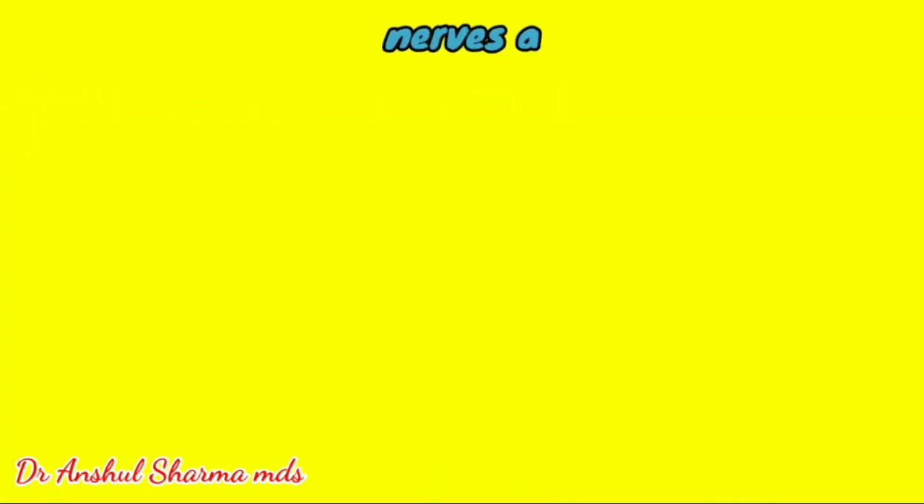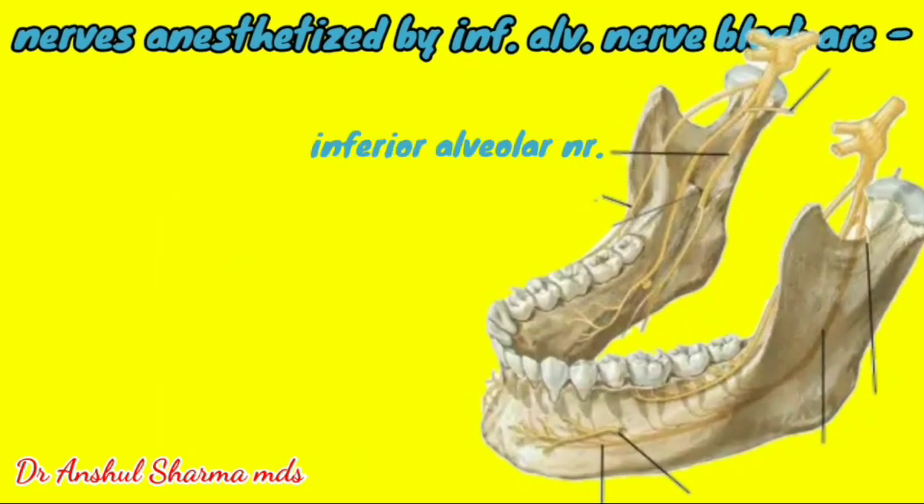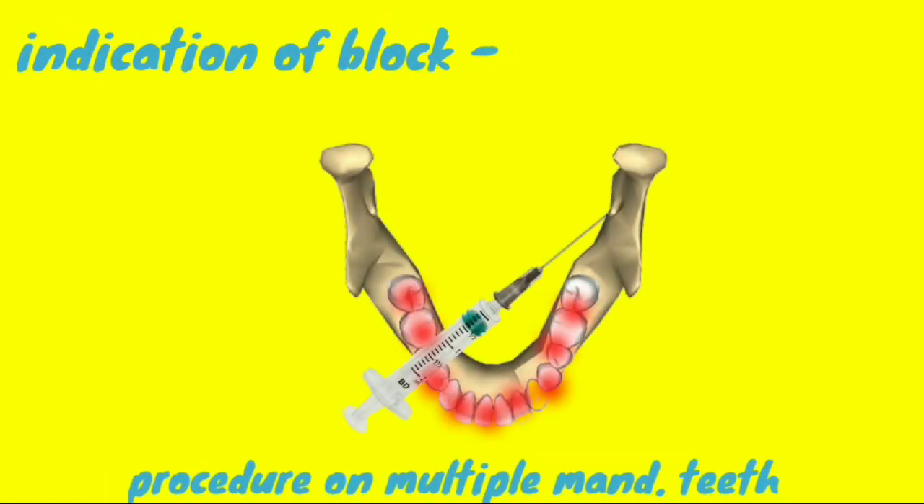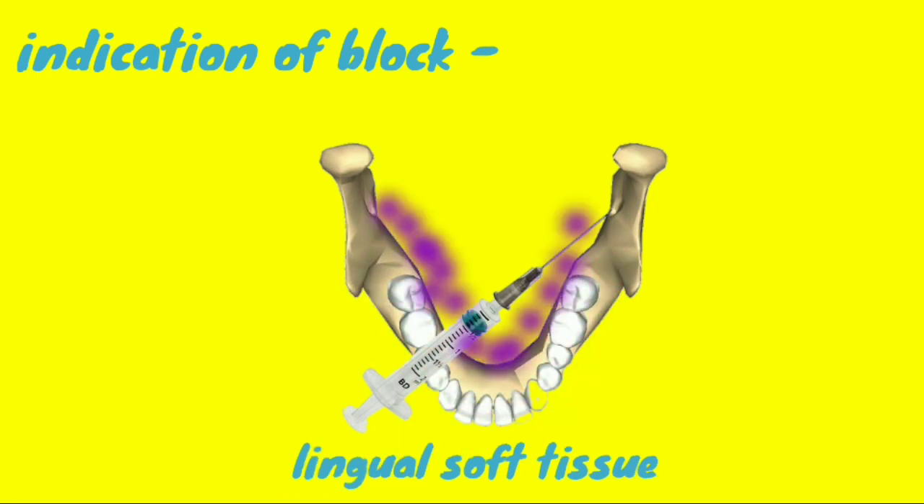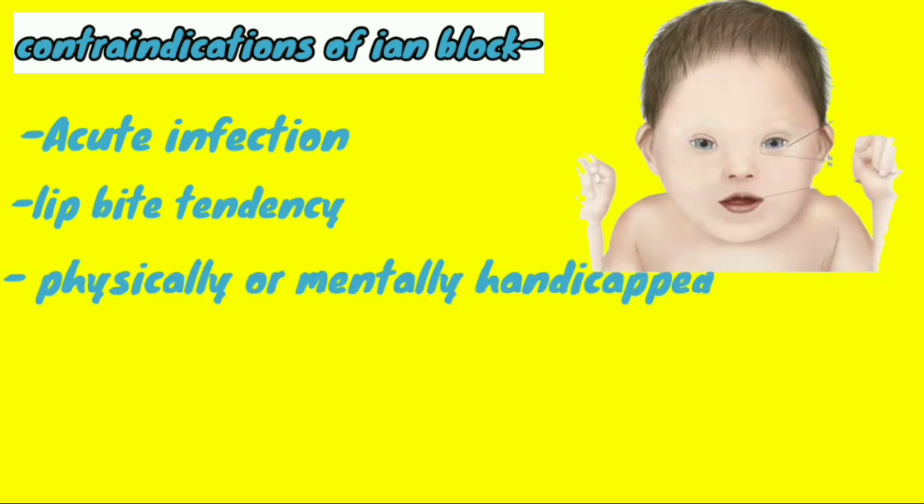The nerves anesthetized by inferior alveolar nerve block are the inferior alveolar nerve, which is a branch of the posterior division of the mandibular nerve, the incisive nerve, and the mental and lingual nerves. Indications of this block are procedures on multiple mandibular teeth, and procedures on buccal soft tissues and lingual soft tissues. Contraindications are acute infection, patients who may bite their lip because of their tendency, a very young child, or a physically or mentally handicapped adult or child.